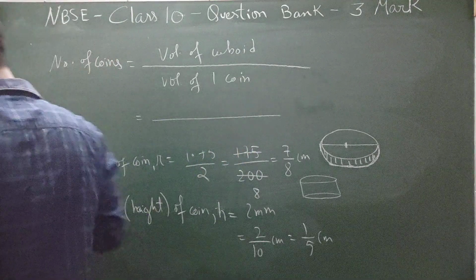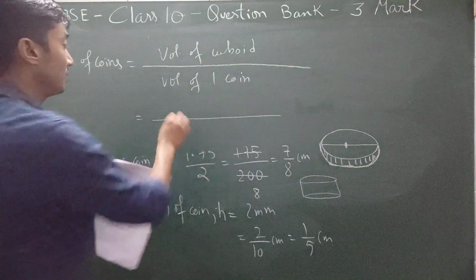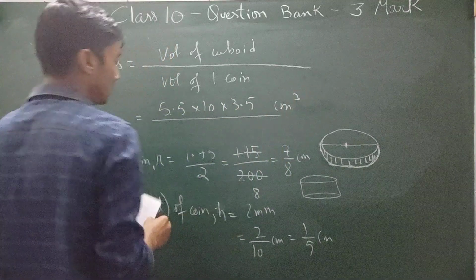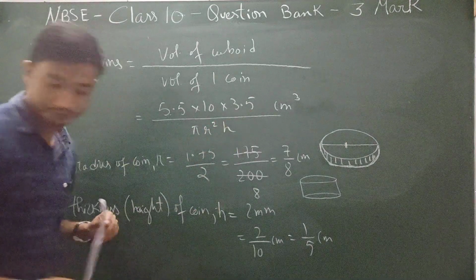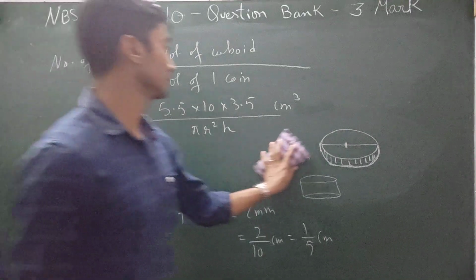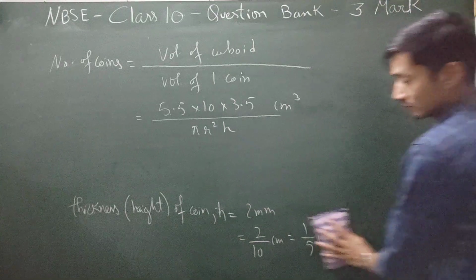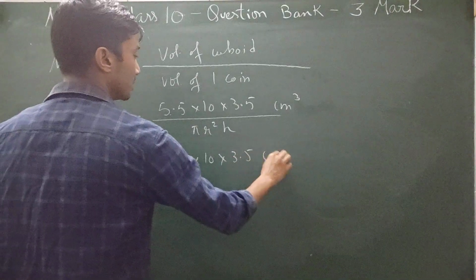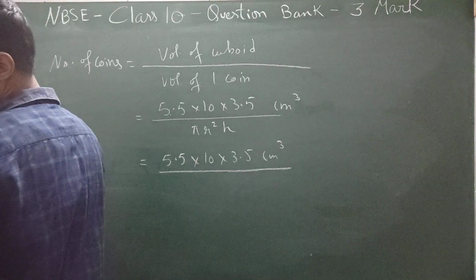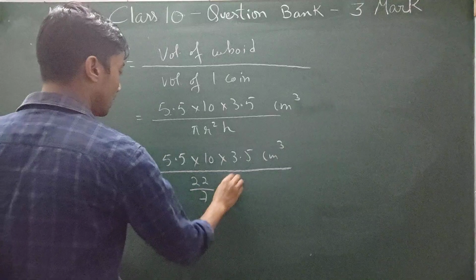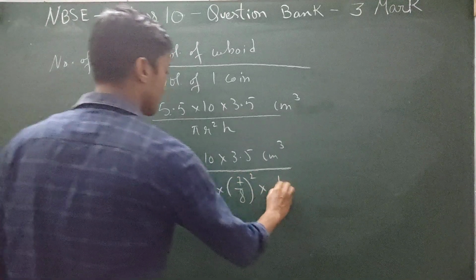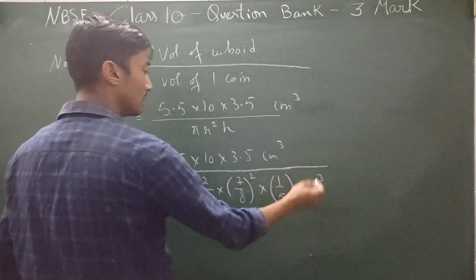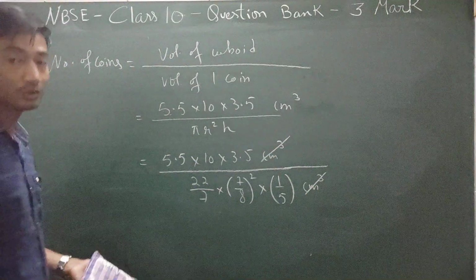So volume of cuboid is length into breadth into height. What was the volume of the cuboid given to us here? 5.5 into 10 into 3.5 centimeter cube. Volume of one coin is pi r square h. So I'll just leave it here, 5.5 into 10, we'll do it slowly, 3.5 centimeter cube divided by pi. They haven't given us anything, so we are going to use 22 by 7. 22 by 7 into r, what was the radius? 7 by 8 whole square into h was 1 by 5. Centimeter square into centimeter, so centimeter cube, because 2 plus 1, 3. Since we are finding the number of coins, we should not have any units.